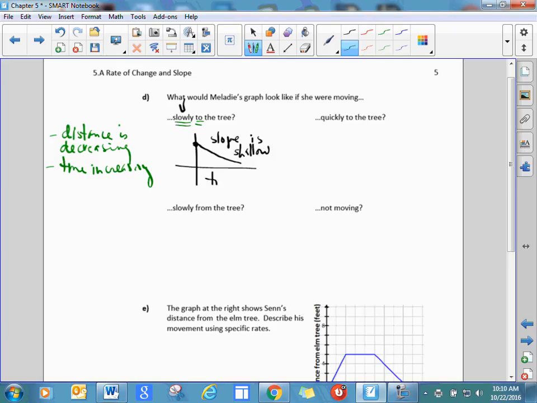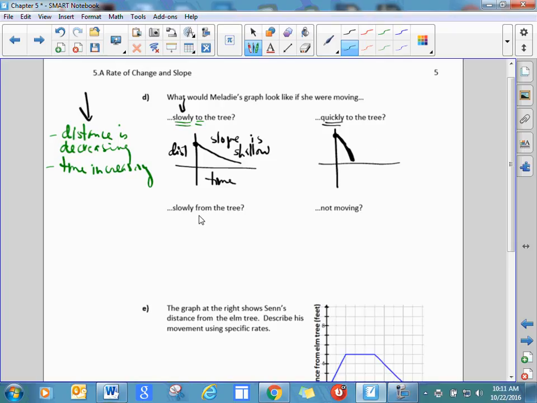And again, this is time, and this is distance. So she's moving toward the tree slowly, quickly to the tree. Okay, so again, her distance is decreasing, her time is increasing, but now the word quickly is telling us our slope is going to be steep. So she starts somewhere, but now she's heading almost straight down. Much more steep of a line than that one. So that's what that might look like.